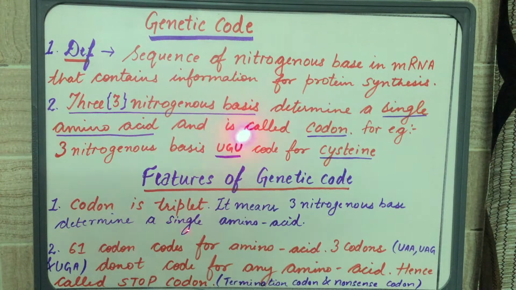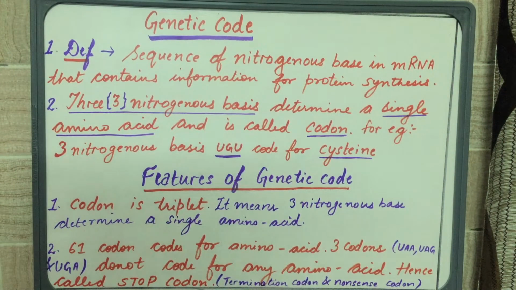Now, three nitrogenous bases determine a single amino acid, which means three nitrogenous bases form a single amino acid, and this is called a codon. For example, three nitrogenous bases UGU code for the single amino acid cysteine, which means UGU is a codon coding for the amino acid cysteine, and it is formed by three nitrogenous bases that are UGU.